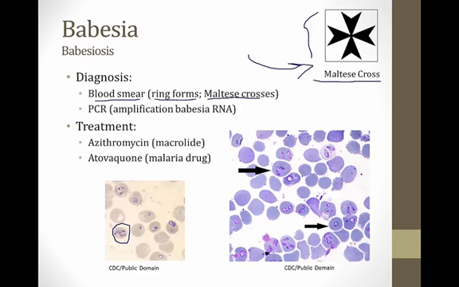You can also diagnose Babesia by PCR, where you can amplify the Babesia RNA. There are two treatments used for Babesia. The first is azithromycin, which is a macrolide antibiotic, and the second is atovaquone, which you may know is a malaria drug. And it's another way to remind yourself that Babesia and malaria share a lot of similarities, especially when it comes to infecting the red blood cells.